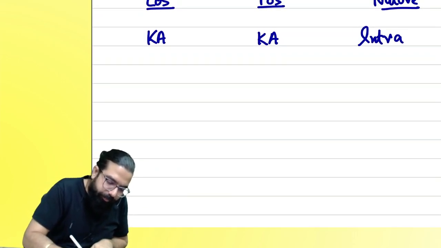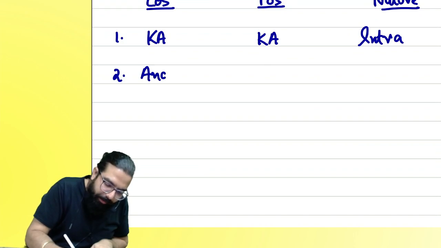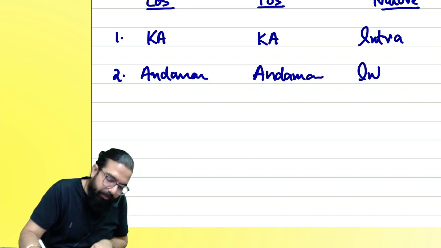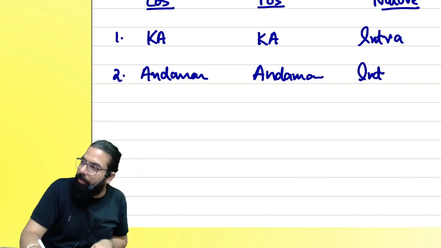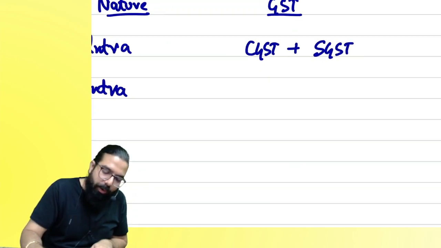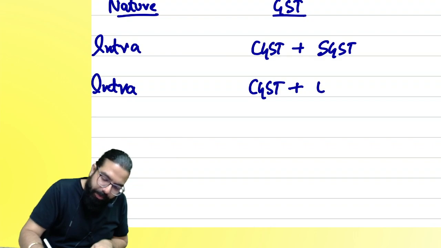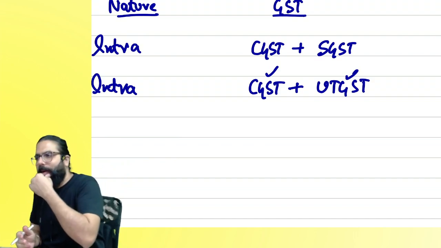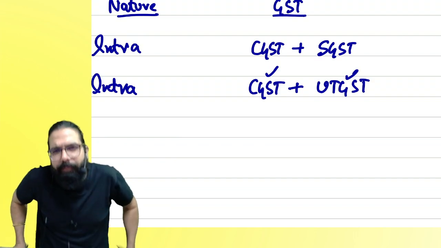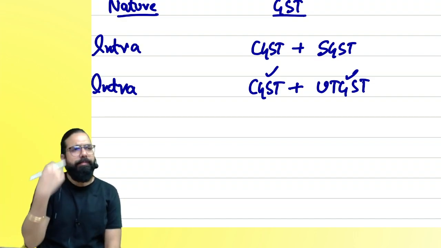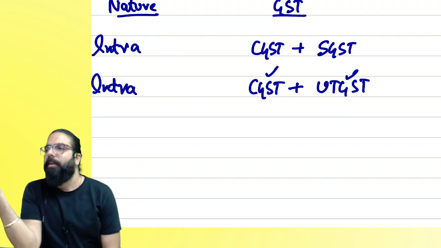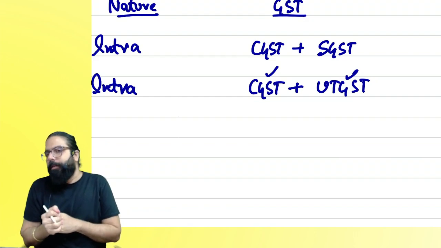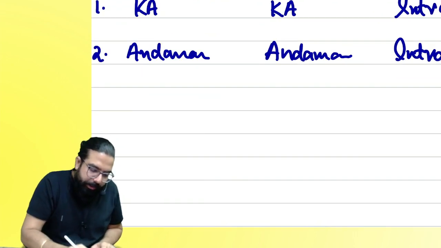Number two, I am in the state of Andaman and I supplied in the state of Andaman only. Inter or intra, first of all? Intra. What will I charge? CGST and UTGST. CGST goes to the central government. UTGST goes to the central government, which uses it for the benefit of the union territory, or you can say it goes to the UT government. Actually, the UT government is nothing other than the central government, because the UT is managed by the central government. Are we clear?